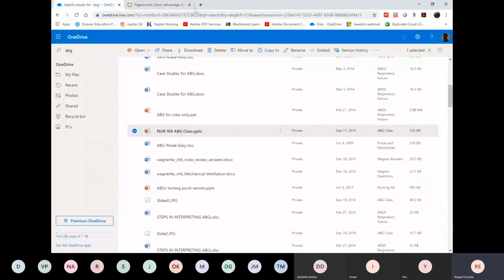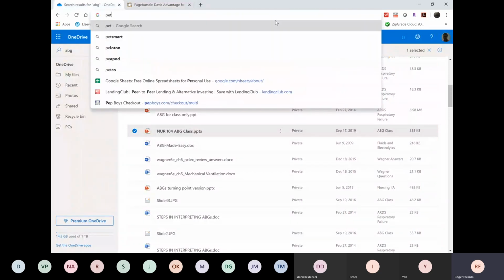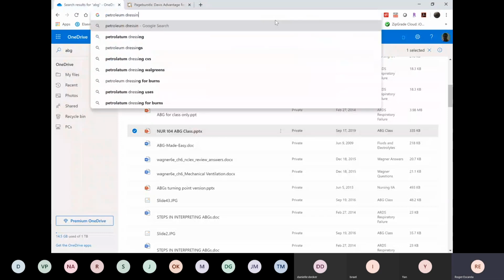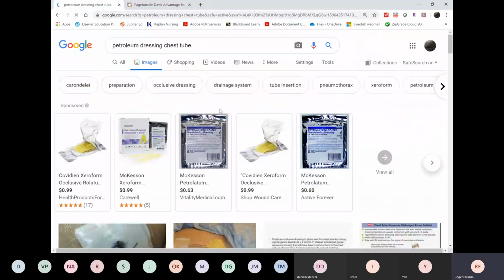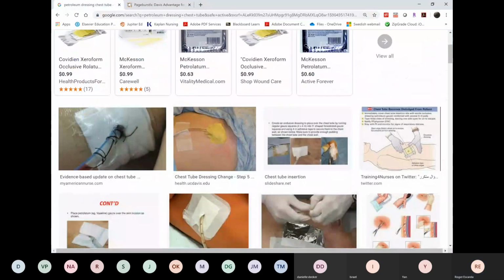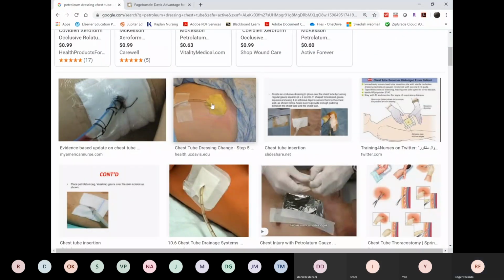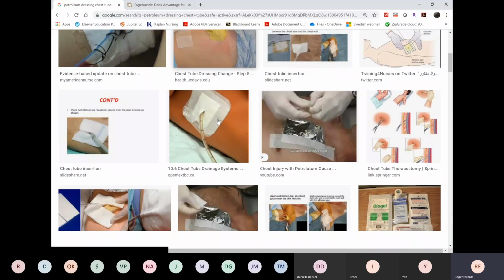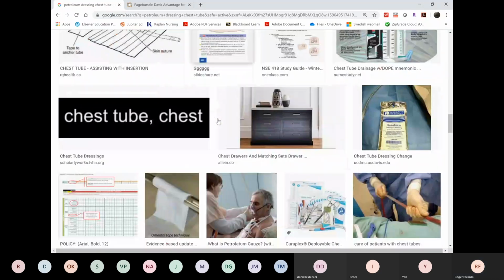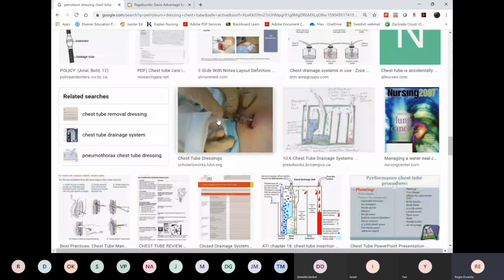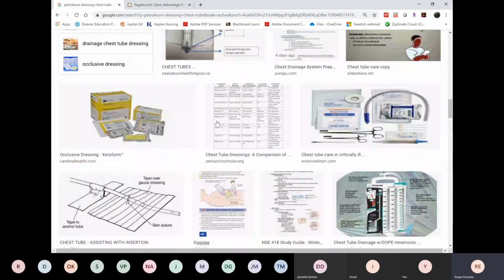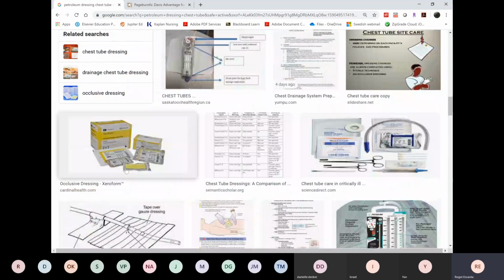Let me show you a picture of, okay, you see this? This is petroleum gauze. So this is where the chest tube is inserted. And we wrap it with, this is a bad job though. Let's see if there's something better. No. Okay, so this is your petroleum gauze. See how it's folded? This is sterile.